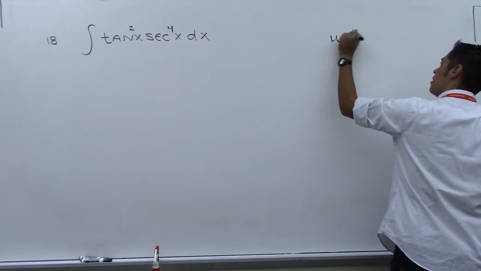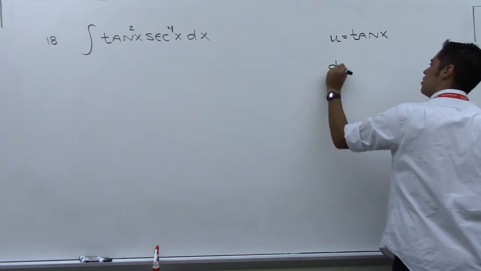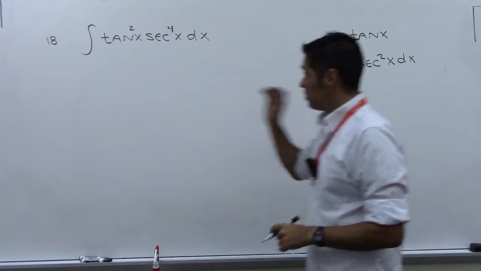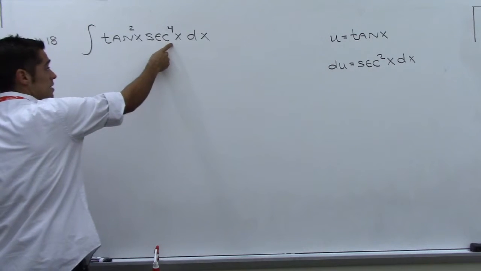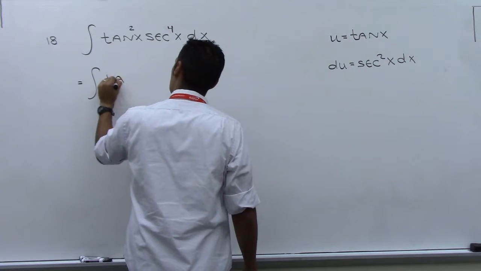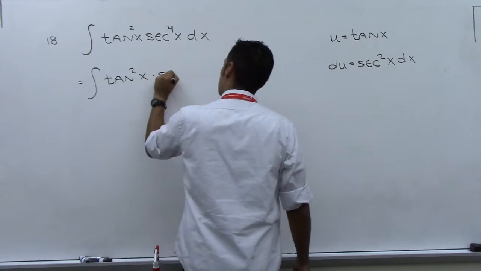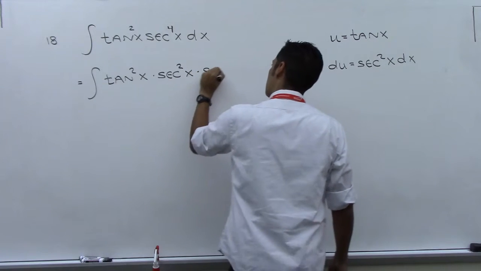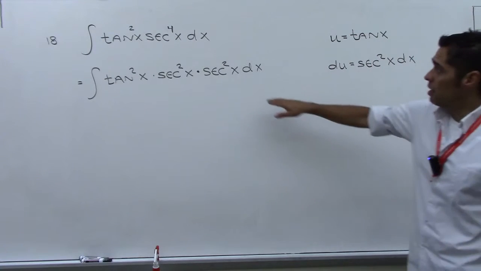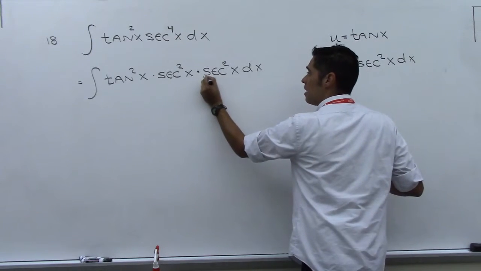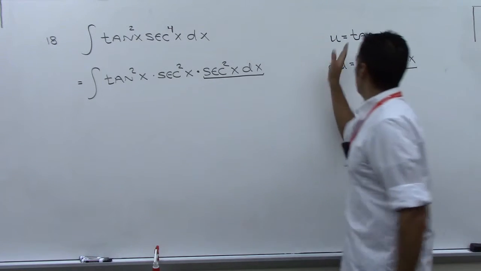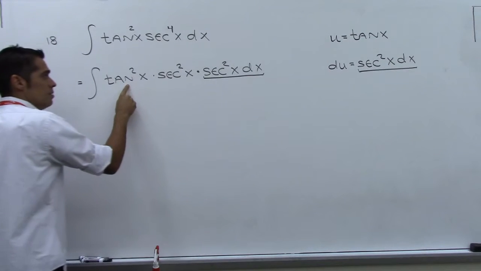So u is tangent x. The derivative of tangent x is secant squared x dx. So remember, the idea was peel off a secant squared, because if this is even, you're definitely going to have a secant squared. So this will become the integral of tangent squared x times secant squared x times secant squared x dx. That's multiplication. So I've peeled off a secant squared x dx, and that's because this matches up here. So I've got du right there. I can replace my tangent with u, so this will become u squared.